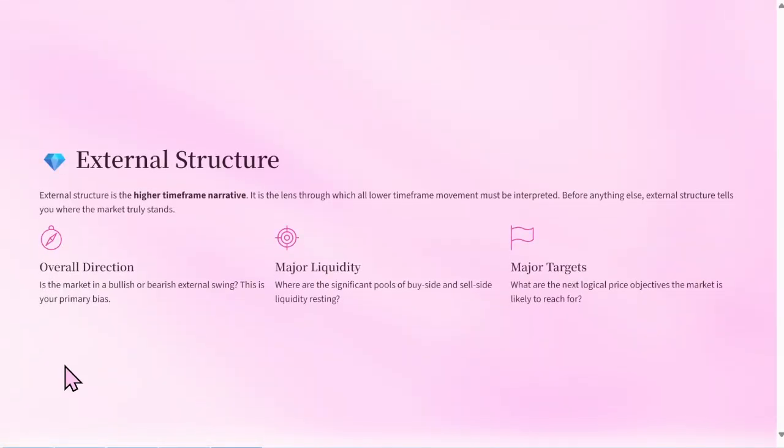All right. So, you've seen external structure about 5 times so far. Okay, so let's break this down. External structure. This is the higher time frame narrative. Narrative means that it tells the story of the higher time frames. So everything from 1 hour up, those are external moves. Those show the bigger overall direction. Okay, this is where we identify overall direction, major liquidity, major targets.